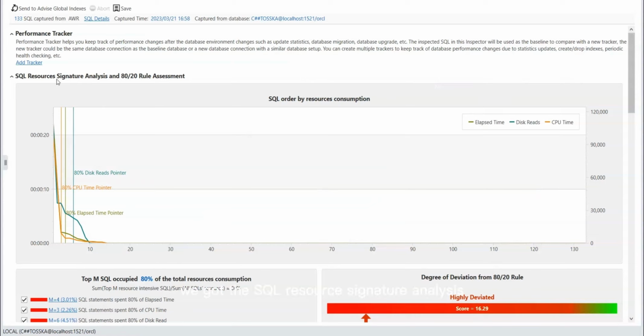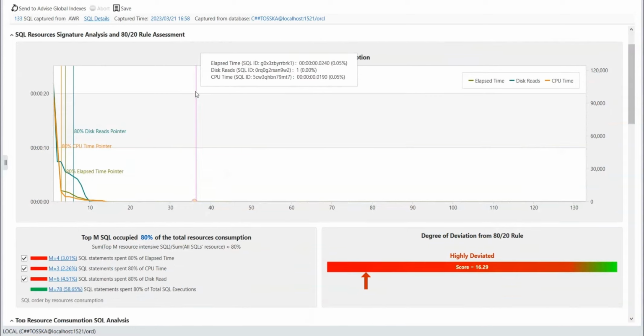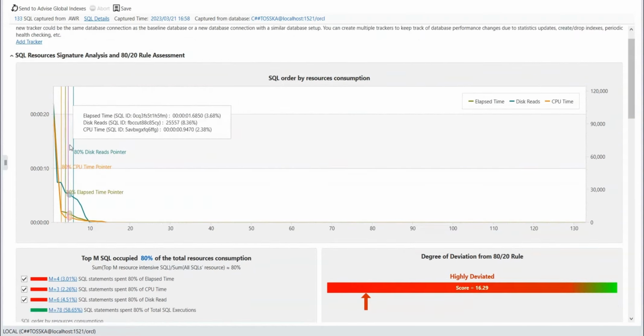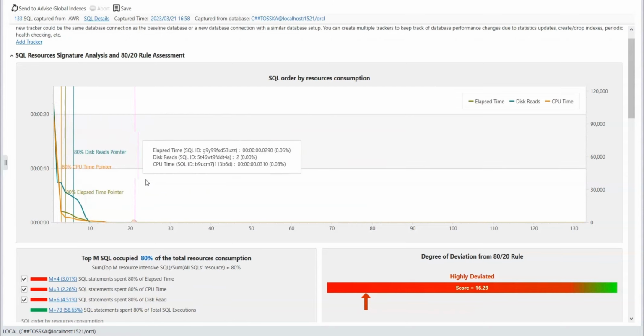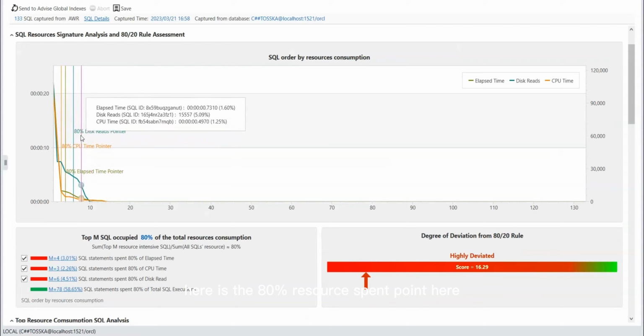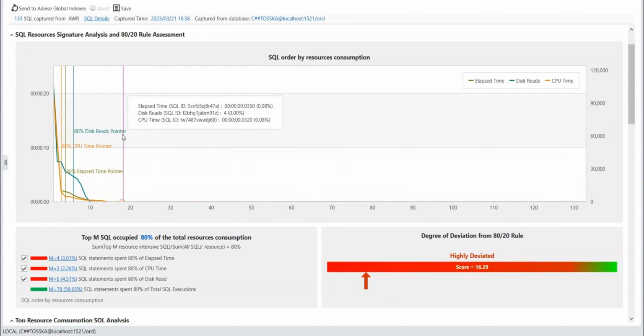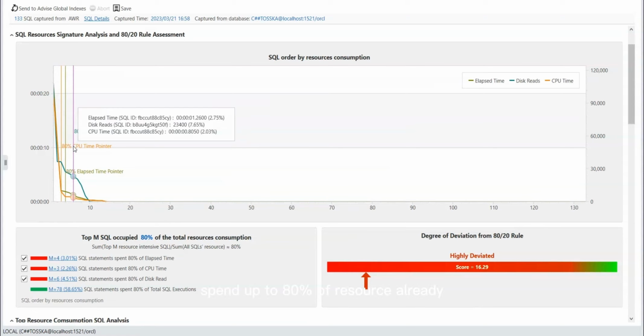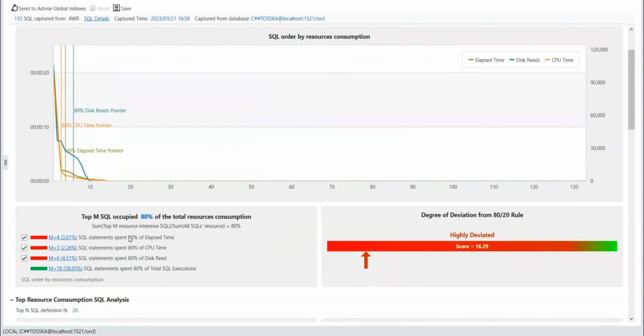And the first one, we got the SQL resource signature analysis and 80-20 rule assessment here. So the 130 SQL statements will be displayed in resource consumption order. High resource will be ordered first. So you can see that. Here is the 80% resource spent point. Which means that on the left-hand side, there are two SQL statements that spend up to 80% of resource already. You can see the result here.